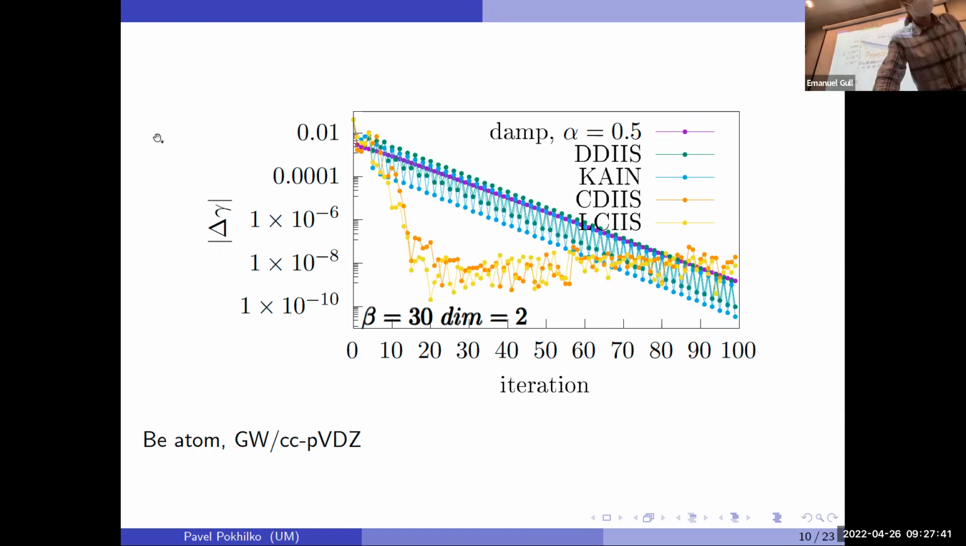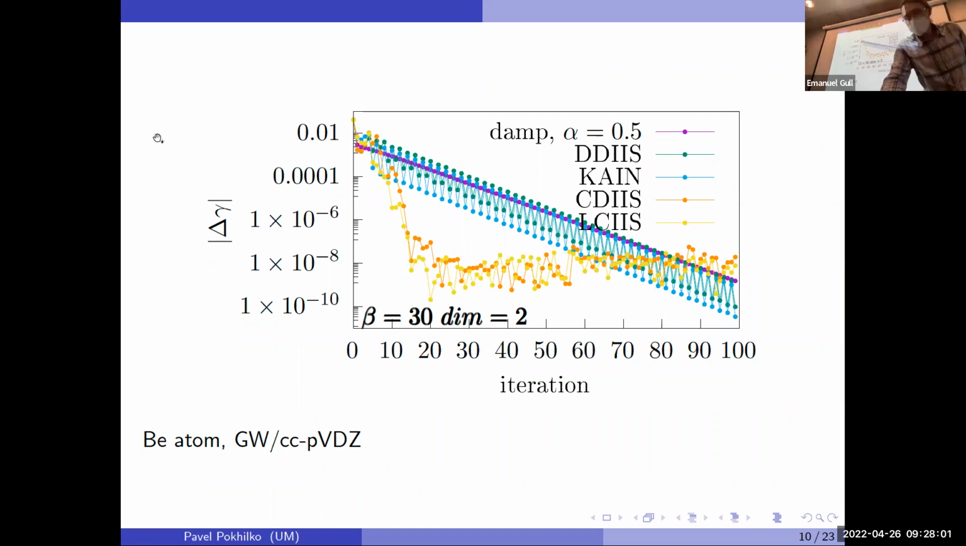Yeah, it is the difference in density. It is the norm of the difference between the density matrices in subsequent iterations, and it is printed as DMD in the output.